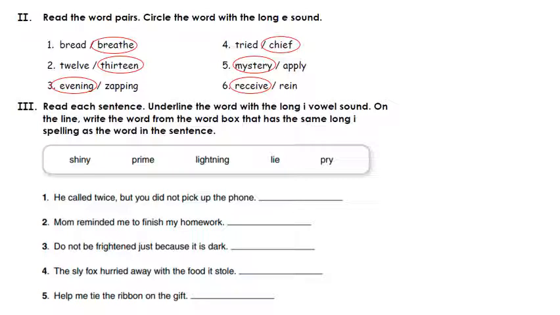So in each sentence I have to find a word with long I sound, but it has the same spelling as another word in the box. So I have to write the word from the box on the line.